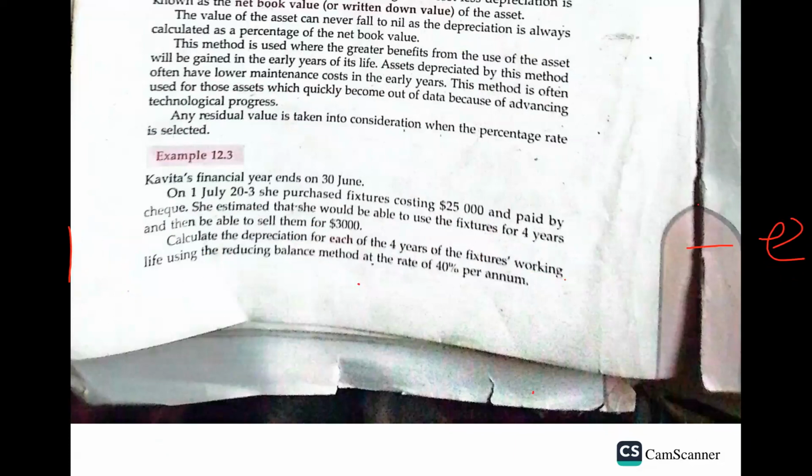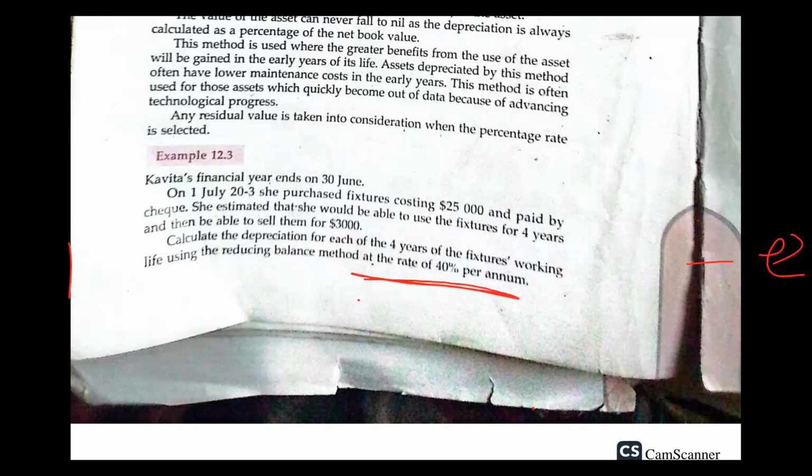The question reads, on 1st of July 2023, she purchased fixtures costing 25,000 and paid by check. She estimated that she would be able to use the fixtures for 4 years and then be able to sell them for $3,000. Now, calculate the depreciation for each of the 4 years, and the percentage is 40% per annum, like 40% per year. So how do you do this one?